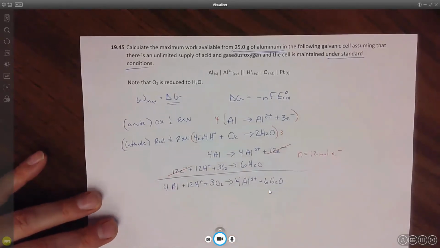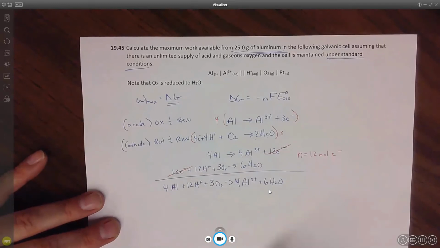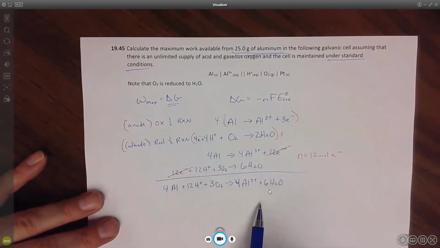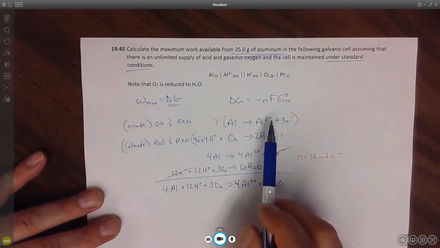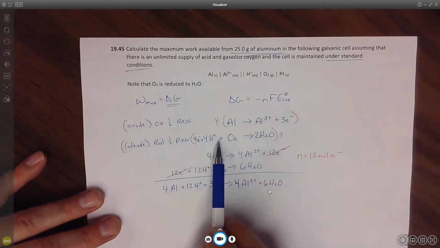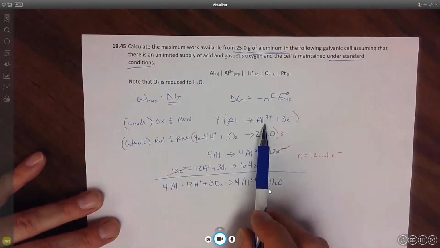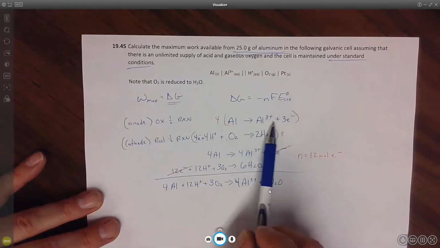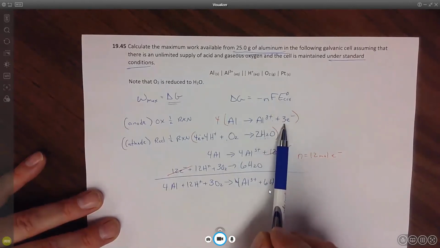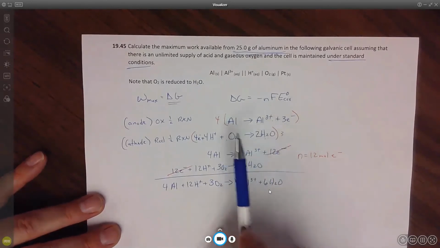Okay, so there's our balanced chemical reaction. We're going to need the E cell, so we're going to have to look up the reduction potentials for both the aluminum and the oxygen going to water. So now remember, these are going to be reduction reactions, so it'll be the opposite of this is what I'm going to look up. It'll be the aluminum 3+ plus the 3 electrons going to aluminum, right?